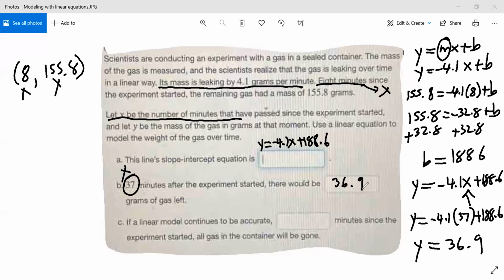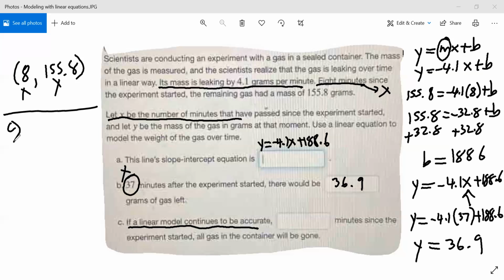Now for part C: if this linear model continues to be accurate, after how many minutes since the experiment started will all the gas be gone? So basically we want Y to be 0, right? If I want all the gas to be gone, then I need Y to be 0. And what is the corresponding number of minutes that gives me Y equal to 0? So I'm going to make Y 0.